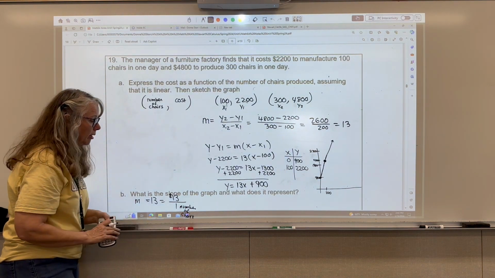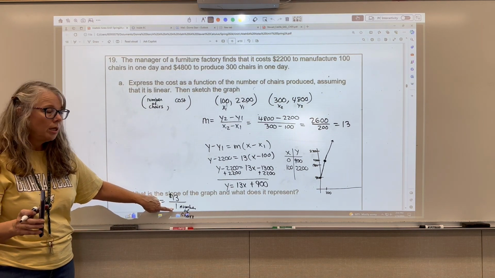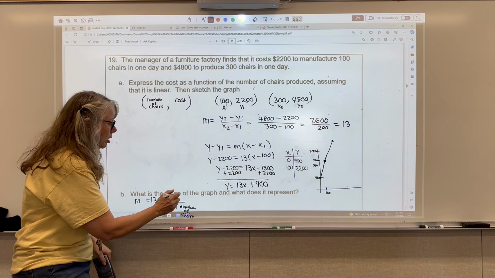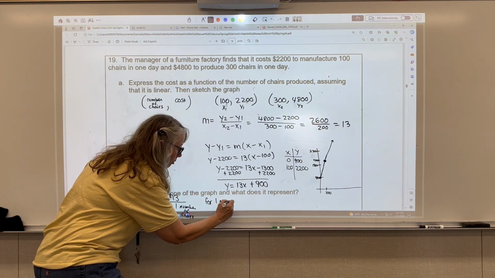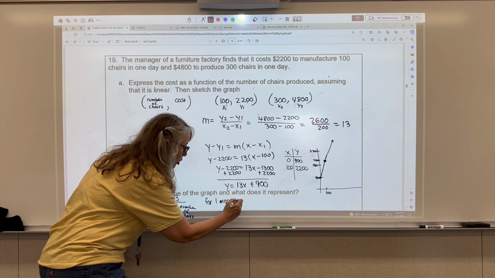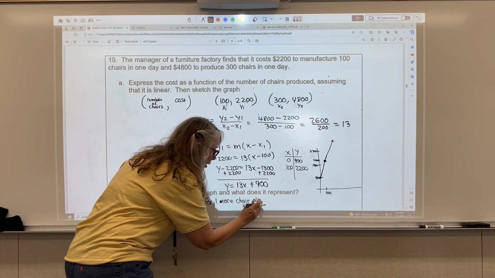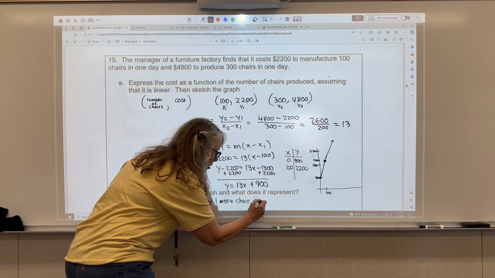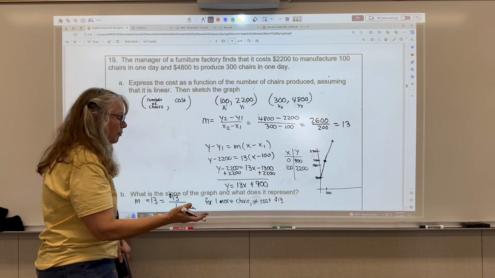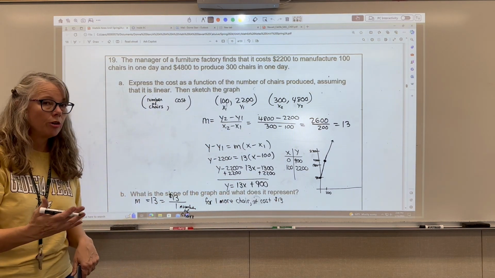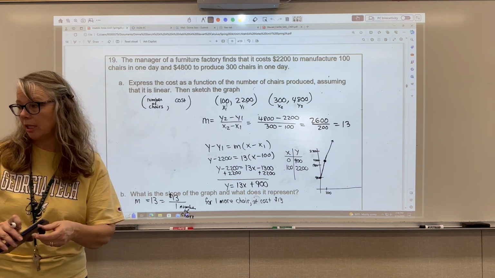So what this is telling us is every time we increase the number of chairs by 1, it costs us $13. So for one more chair, it costs $13, right? If we decrease the chairs by 1, then it'll be $13 less. But for one more chair, it costs $13.